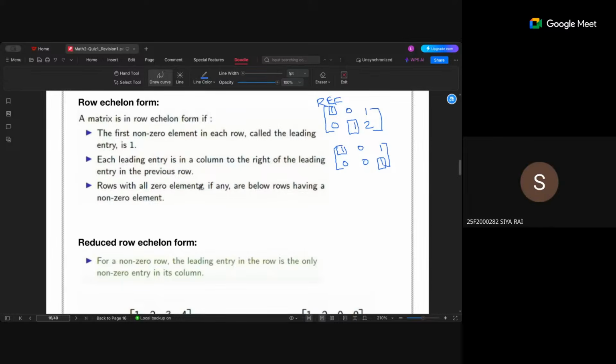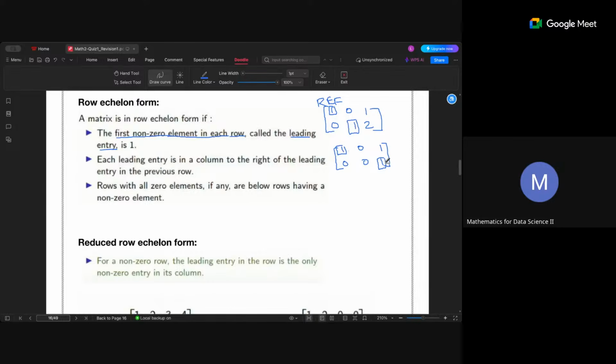Ma'am, I did not understand the second point. The second part says that, see, what are the leading entries? Leading entry is the first non-zero element. First non-zero element in each row, that is called your leading entry. So here this is your first non-zero entry, this is first non-zero entry, this is first non-zero entry, and this is first non-zero entry. So if you take any first non-zero entry, that should be in a column which is to the right of the previous leading entry.